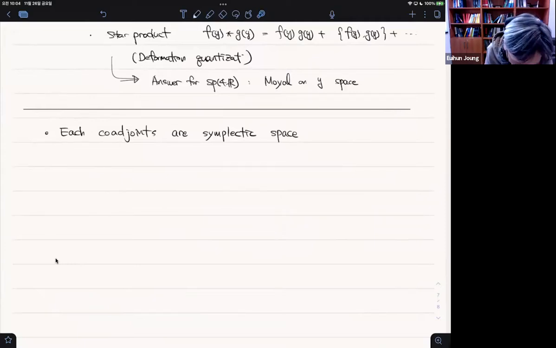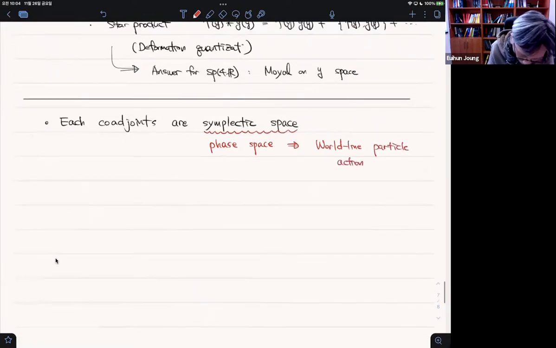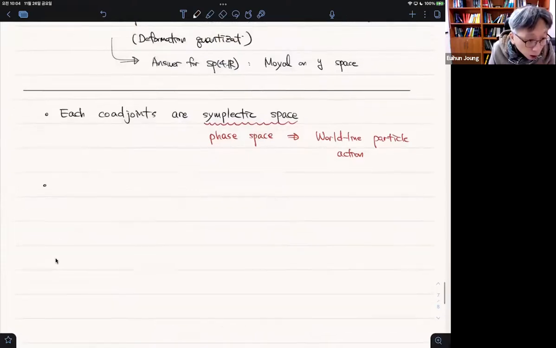So symplectic is essentially phase space, so we can define worldlines. It's phase space, so we can define some particle actions. Then the third topic will be the second lecture of today.